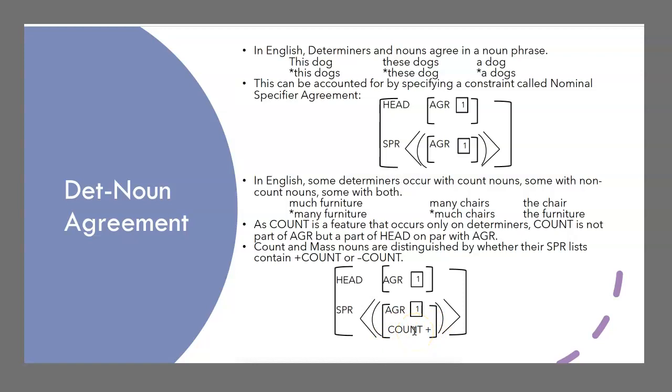Okay, sir. Right? For the word 'the', it's underspecified. For 'many', it is count plus. For 'much', it is count minus. Yes, sir. For 'a' also it will be count plus. That's right. Yes. Right? Okay.